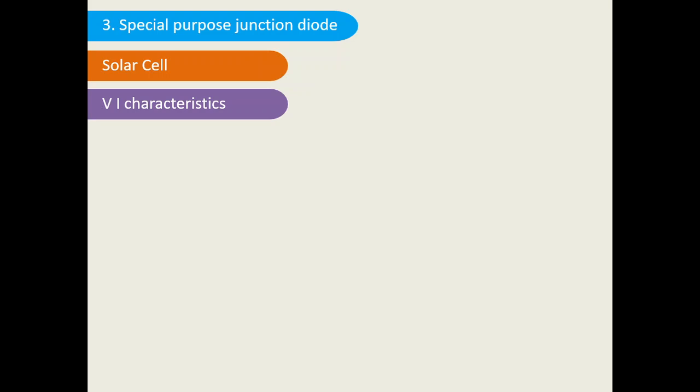So what is the VI characteristics of the solar cell? Since the current is negative, I will draw the current on the negative direction of the y-axis. The voltage we are getting from the solar cell is positive, so this is the positive voltage. Suppose I consider this point. This point means there is zero current. Whenever the current is zero, no load is connected. That means it is open circuit, so whatever voltage we are getting is the open circuit voltage.